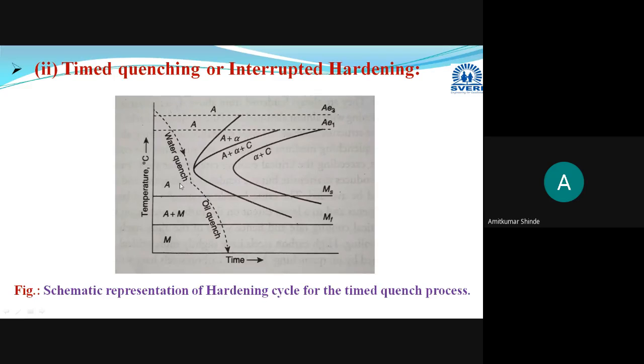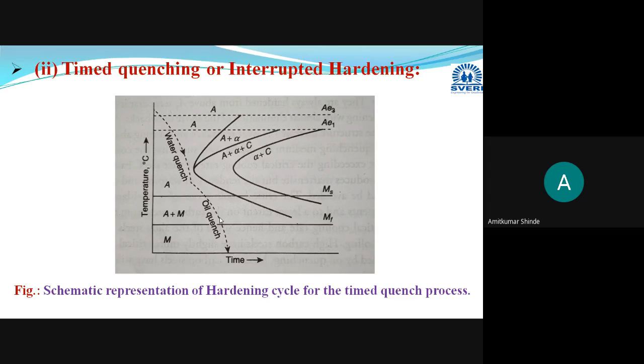Initial cooling is done in the water, and when the temperature falls below the nose temperature, the further cooling is done in the oil medium, and the final product obtained is martensite, and it will provide you better hardness. So this is time quench hardening or interrupted hardening. This is for the medium carbon steels.